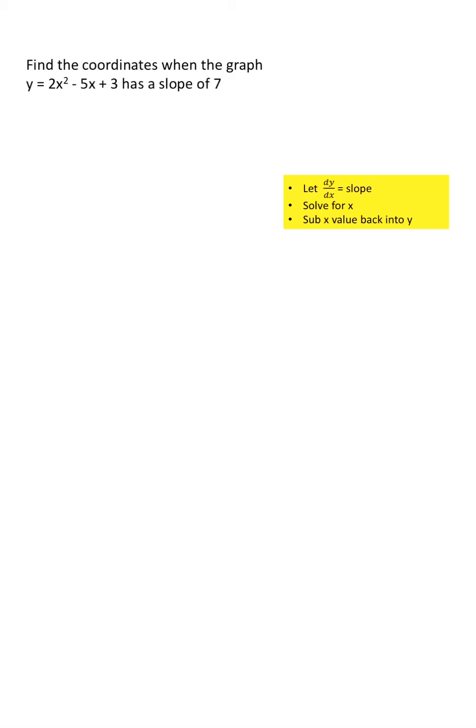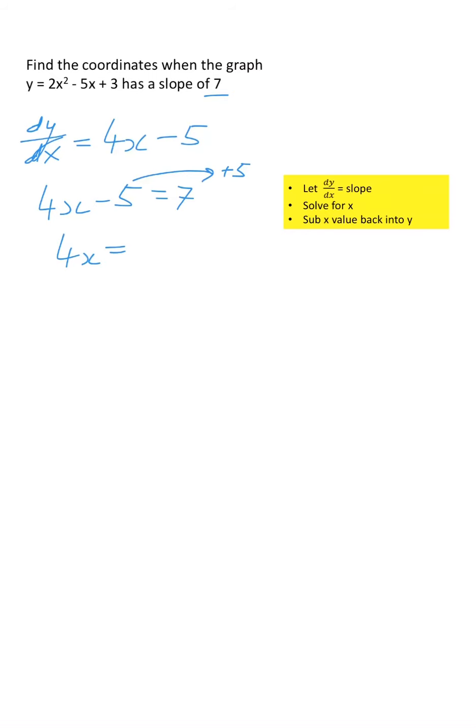Right, so first things first, let's find dy dx. So 2x squared will become 4x, and then minus 5x will be minus 5. Now, we're told the slope is 7, so we'll do 4x minus 5 is equal to 7. Solving the equation here, so minus 5 goes over, becomes plus 5. So then 4x is equal to 7 plus 5, which is 12. x is equal to 12 over 4, so x equals 3.